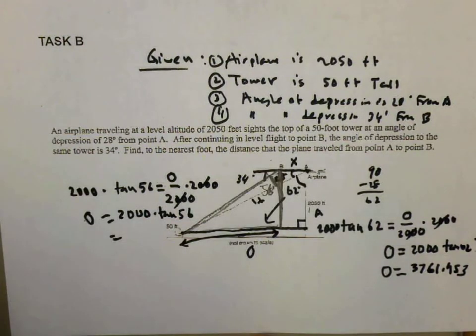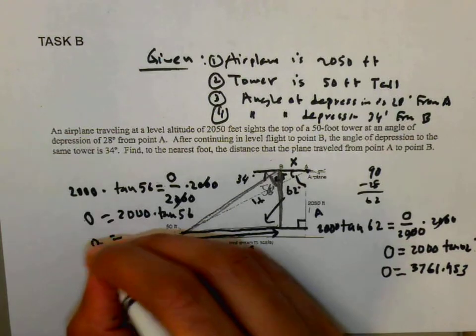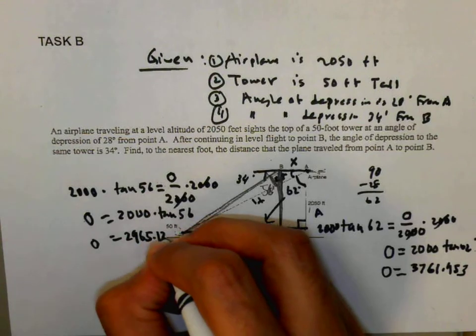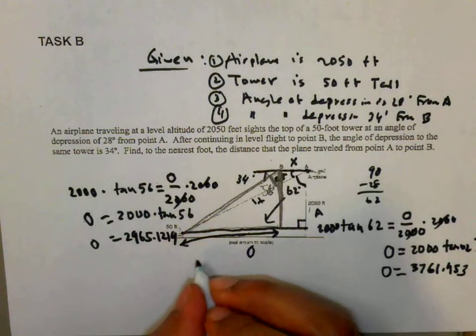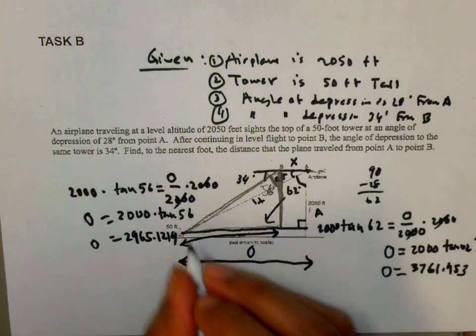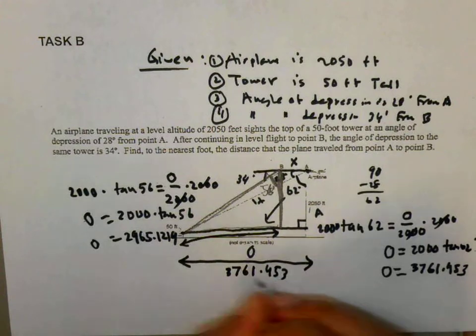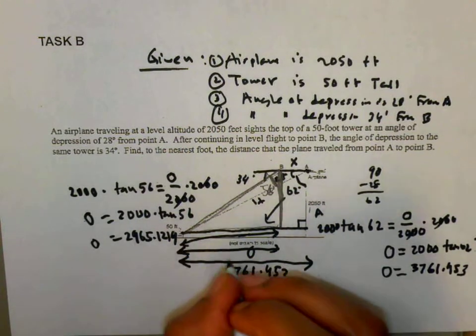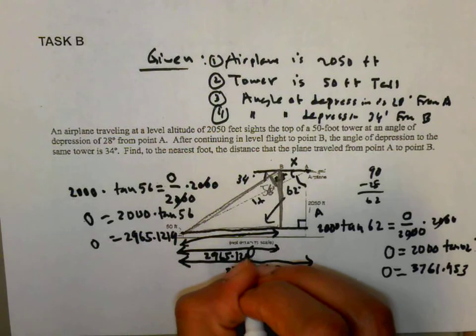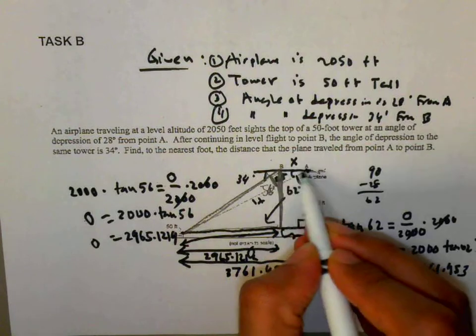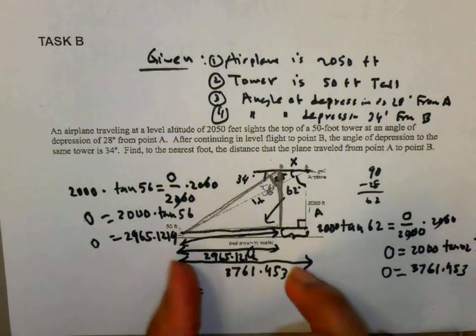Let's use the calculator. 2,000 multiplied by tangent of 56 turns out to be 2965.1219. Now we know that this distance from here to there is 3,761.453, and this distance is 2965.1219. So in order to find this distance, which will be the same thing as the distance from A to B, all we have to do is take the difference between these two.